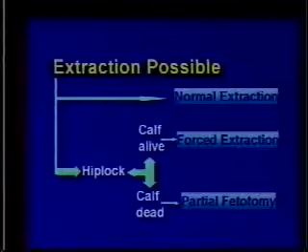Partial meaning we cut off the exposed portion of the calf, probably as much as the anterior two-thirds of the calf, and then we place a wire around the calf between the legs, dividing the fetal pelvis and removing those two pieces separately.